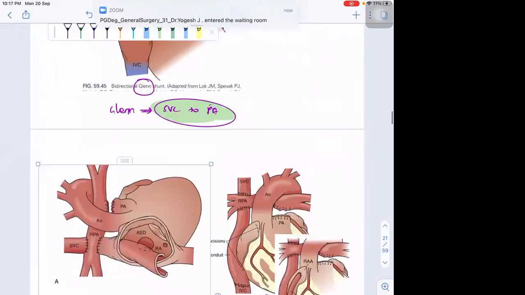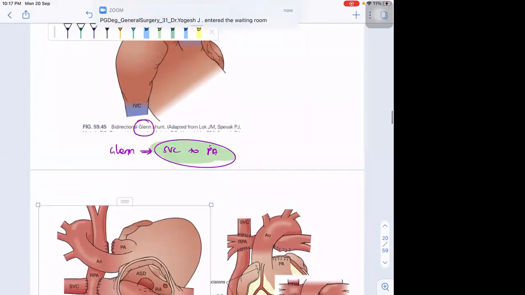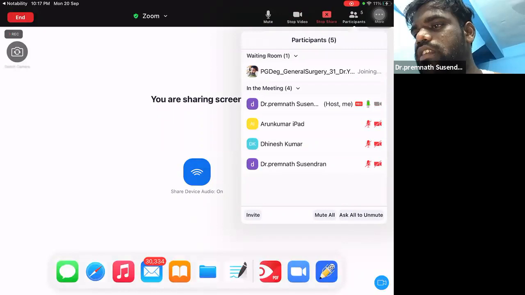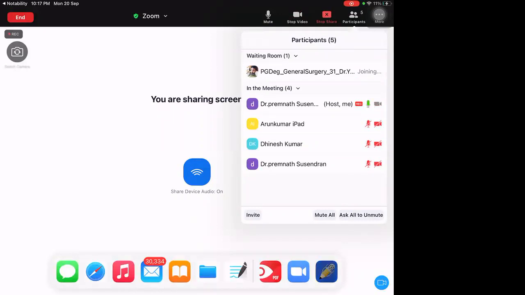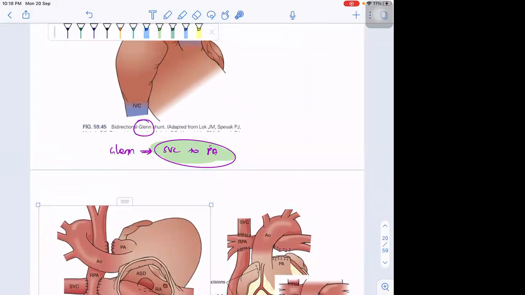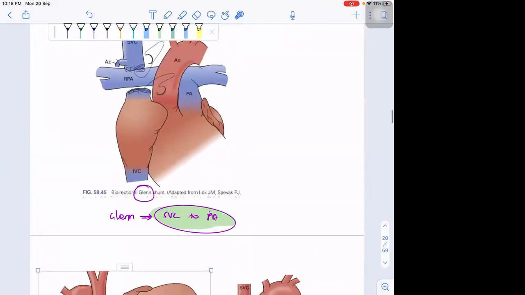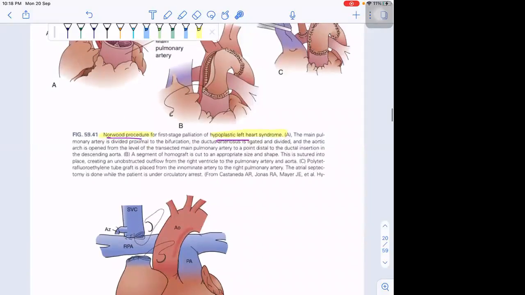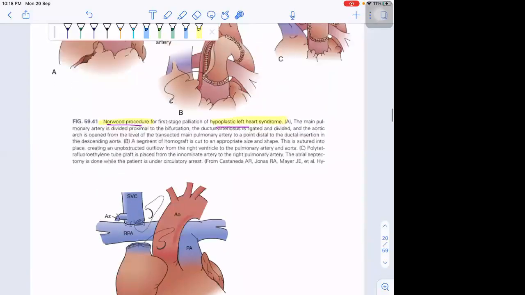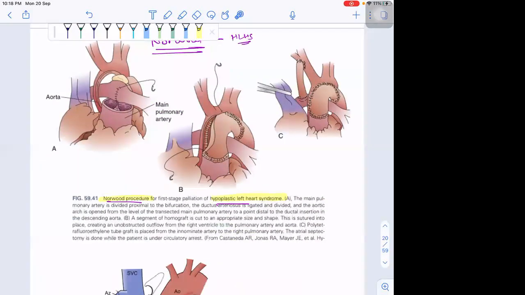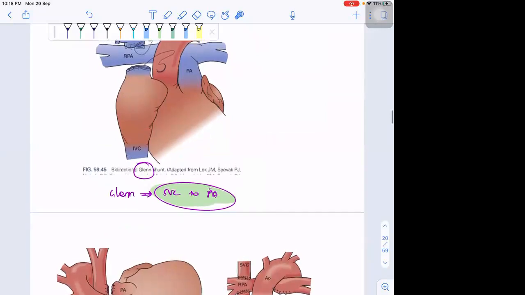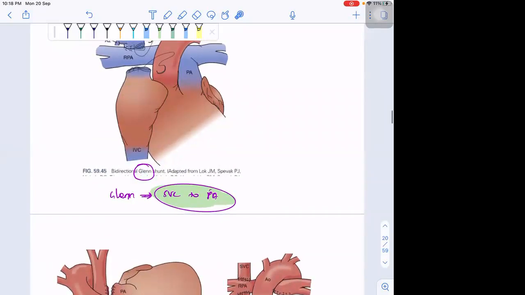Just remember the term Norwood procedure. The Norwood procedure is for HLHS. And what are the other procedures they use for creating the shunt? The Glenn shunt.